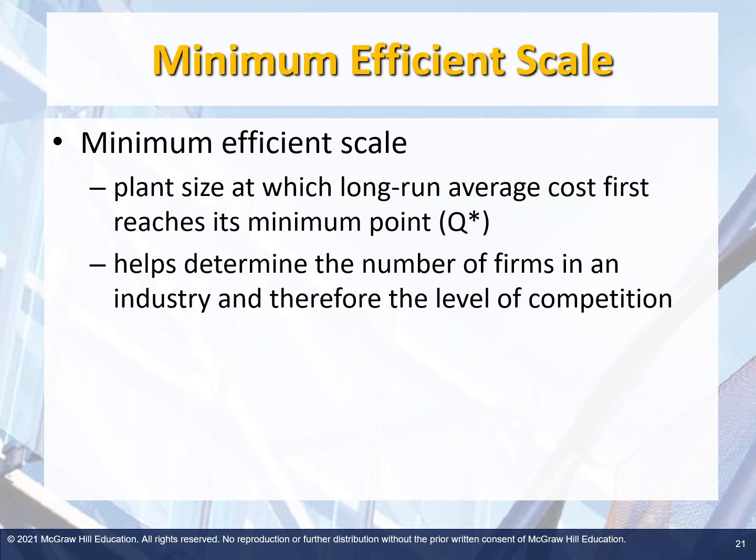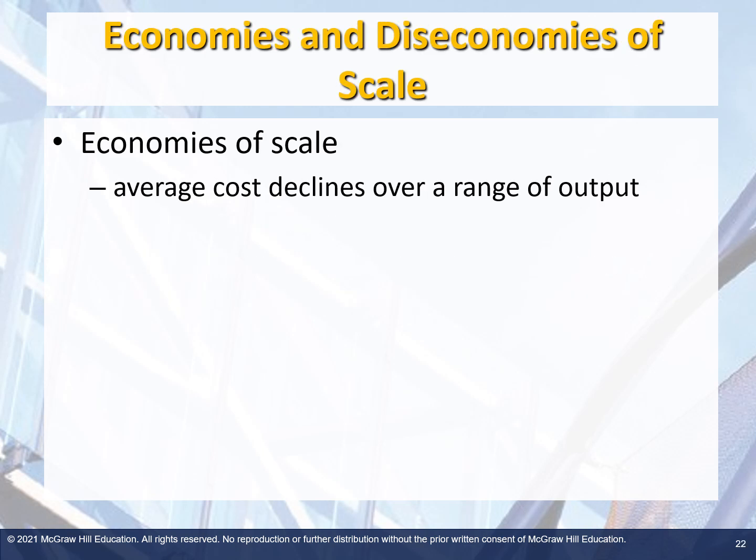Minimum efficient scale, or MES, is the smallest quantity in which you achieve minimum long-run average cost. It helps you determine whether an industry will have many small firms or a few large ones. Economies of scale happen when producing more lowers your average cost, often due to spreading out your fixed costs. But beyond a point, costs can rise again, creating diseconomies of scale. Think of, say, management bloat.